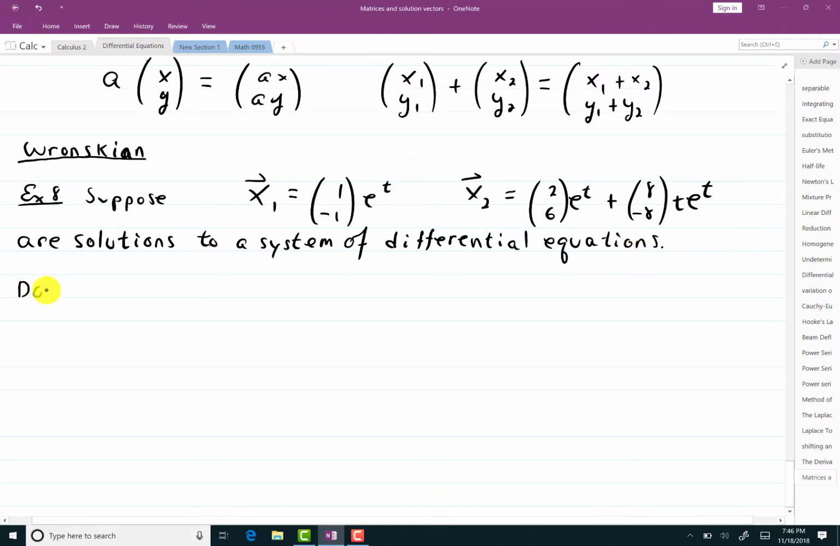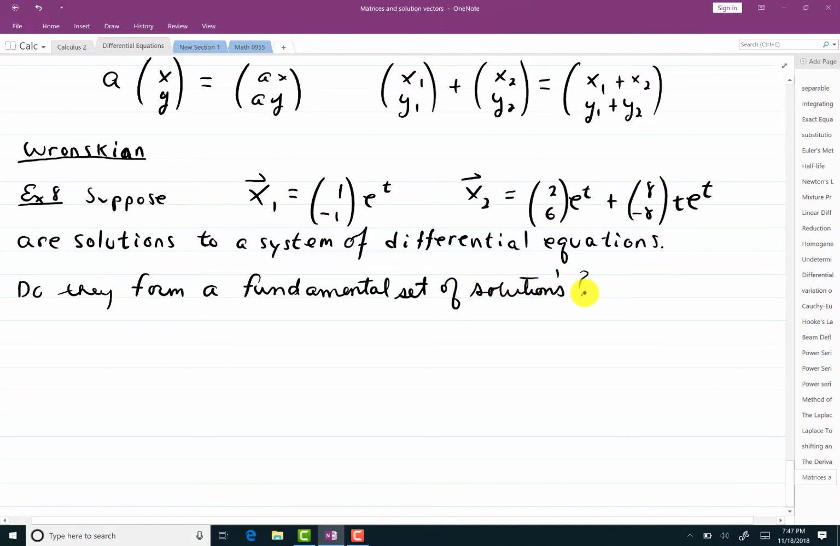Do they form a fundamental set of solutions? So I don't know what the system of equations was, but the way we tested for fundamentalness is to show that the Wronskian does not equal 0.